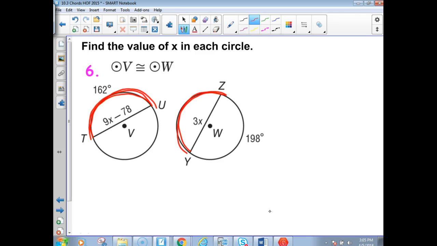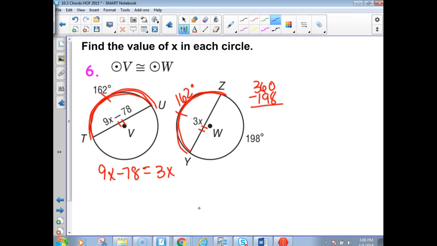So what do I got to do first? I got to figure out this length. I mean, not length, but its measure. How do I get it? Okay, yeah, I need to do 360 minus 198. Is it 162? That's good because now, if that arc is congruent to that arc, then these chords are congruent because the circles are congruent. So I got 9x minus 78 equals 3x.